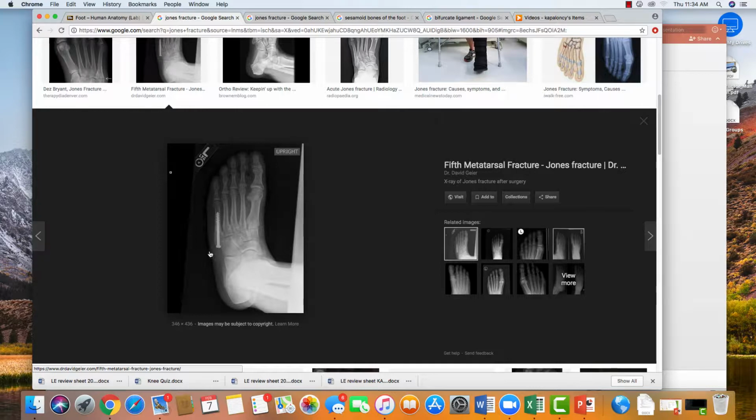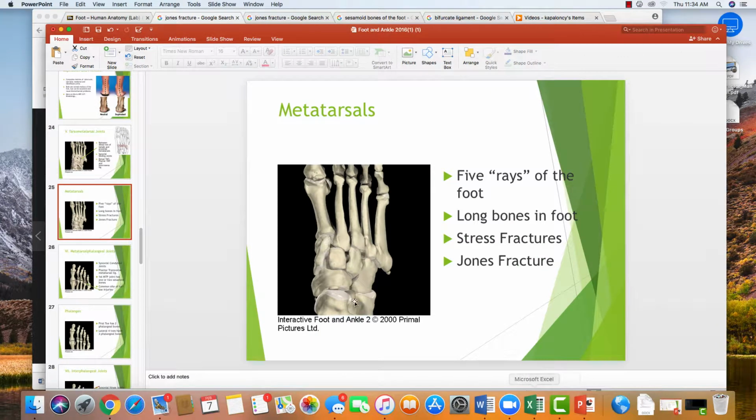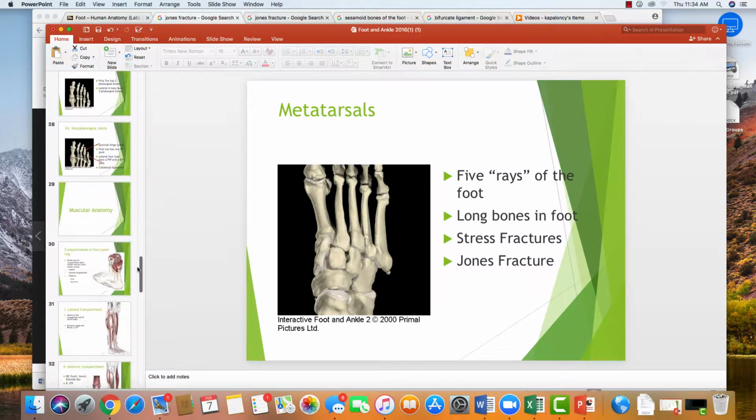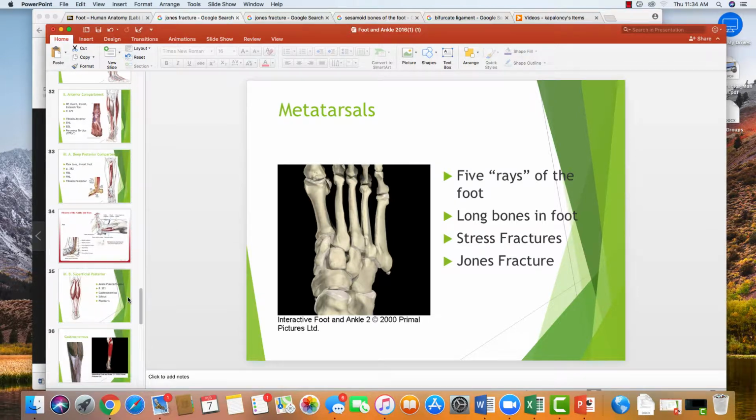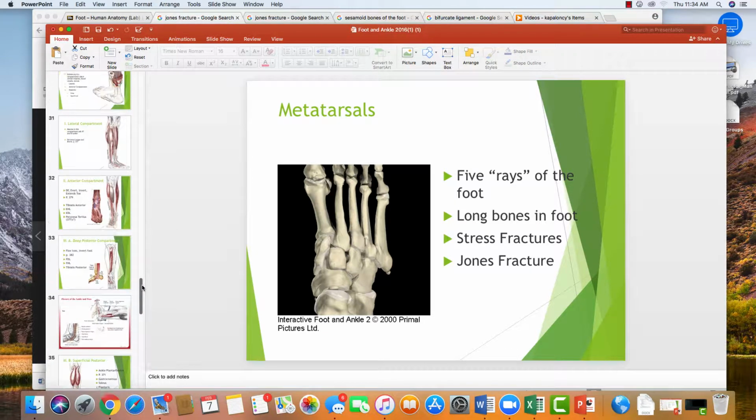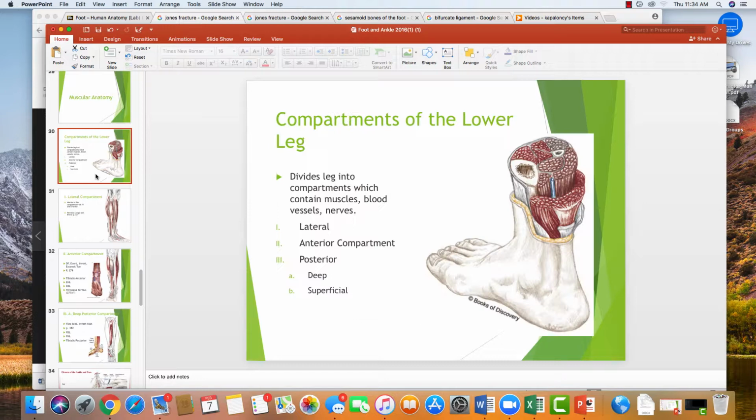If you pushed hard enough in this area on the skin, you might be able to feel it, but most people would live with that screw in the foot like that for the rest of their lives. It wouldn't come out after the fracture heals. So that would be the treatment if somebody has that Jones fracture, which is a fracture through the base of the styloid process.